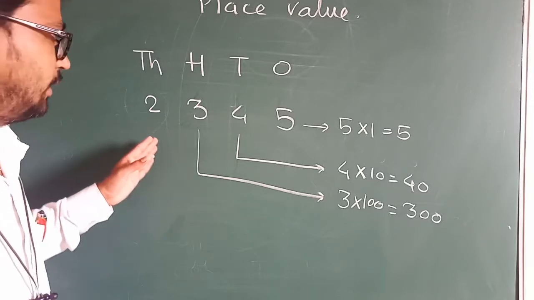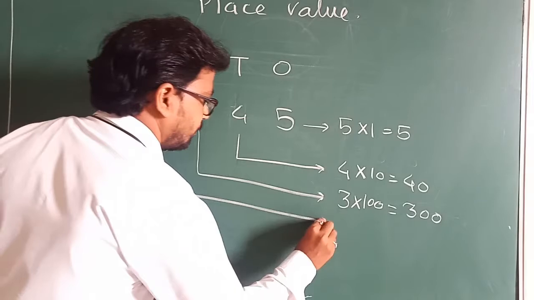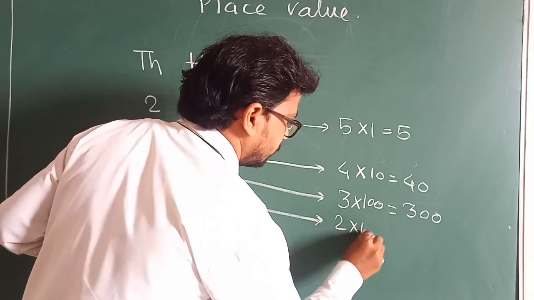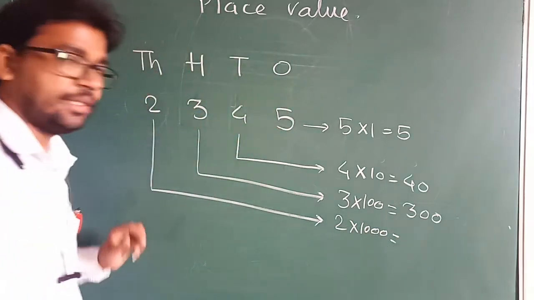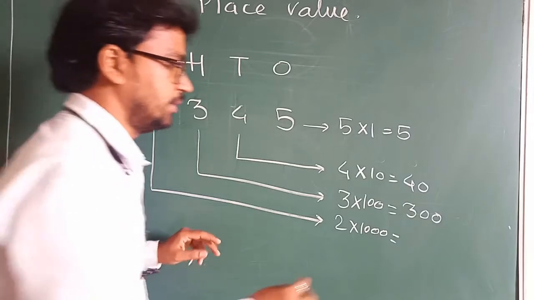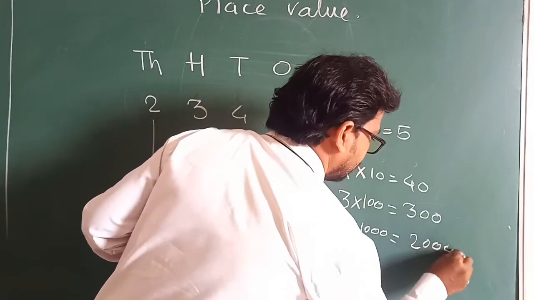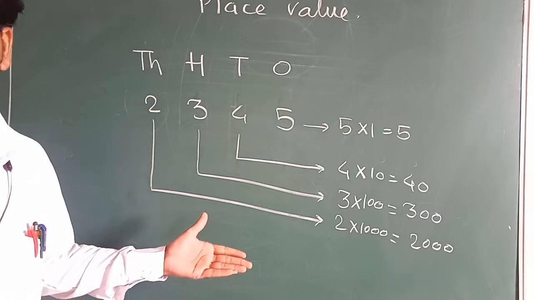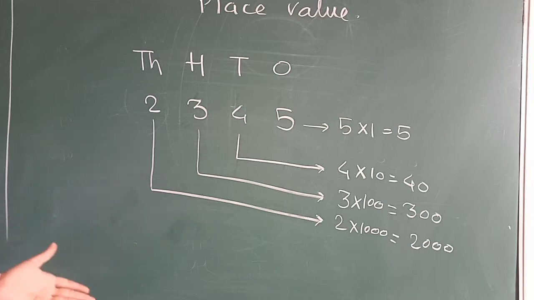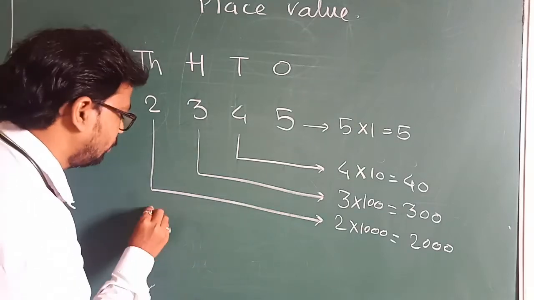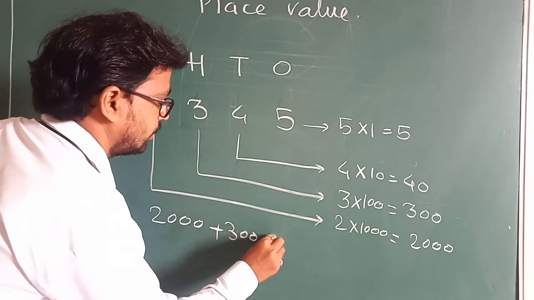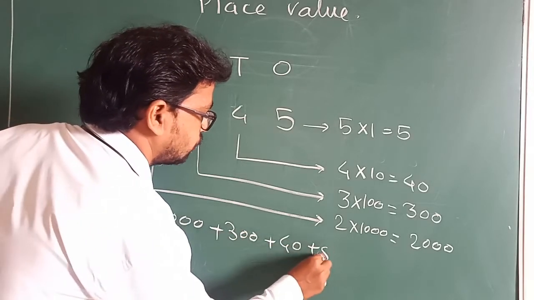Now the fourth one is at the thousands place. So multiply it by 1000. How many thousands are there? 2 thousands are there, so we write here 2000. So this is the place value. Got it? We can write it as 2000 plus 300 plus 40 plus 5.